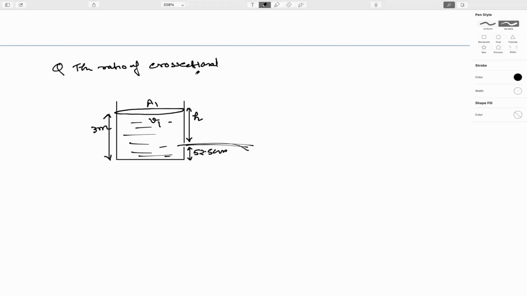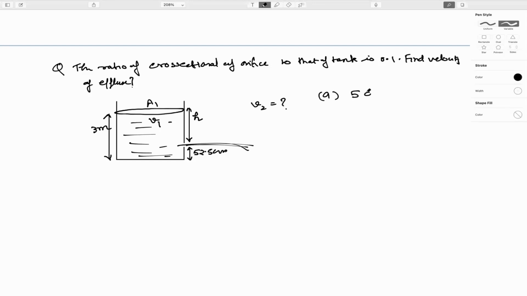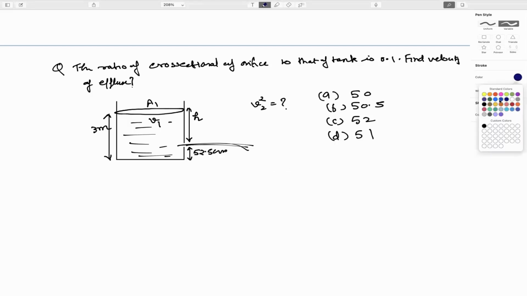Velocity here is V1. The ratio of cross-sectional area of orifice to that of tank is 0.1. Find the velocity of efflux. As a hint, we need to find V2. Options are 50, 50.5, 52, and 51. Let me check the question once. Sorry, we need to find V2 square. Okay, let's try this question and we'll see.